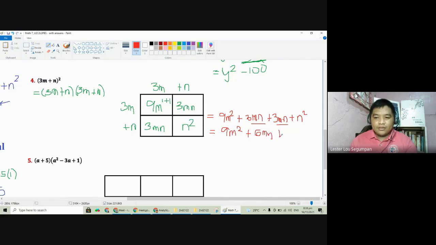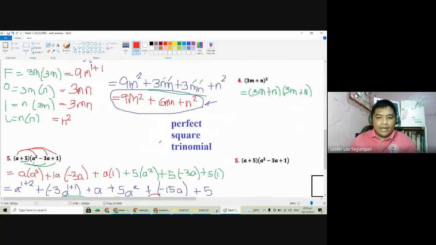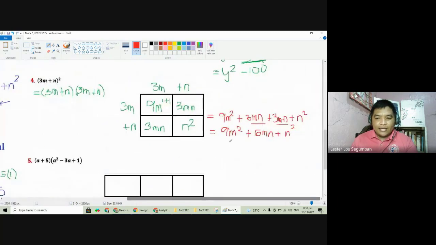6mn plus, sorry, that's n, plus n squared. We can no longer combine any of the three because they are of different literal coefficients. In addition and subtraction, we cannot do that, so they stay as they are. Look at the result: 9m squared plus 6mn plus n squared. Here, 9m squared plus 6mn plus n squared.